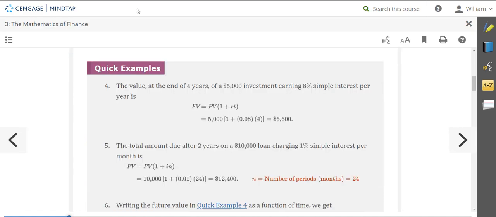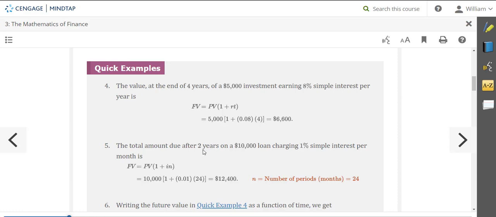So for example, suppose we had $5,000. We put it in the bank for 4 years, and we're getting 8% simple interest per year. We can use this formula. So it's 5,000. R is 8%, 0.08, and T is 4 years. Put those in there, and you get this number. So that's how much the future value would be, or how much it would be worth.